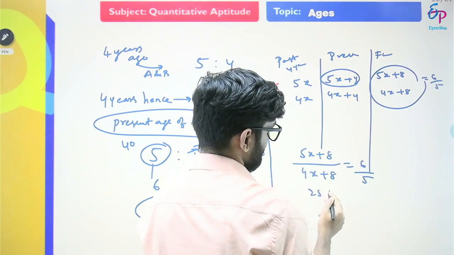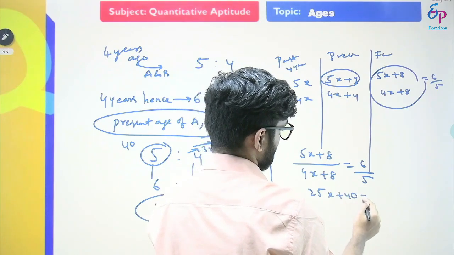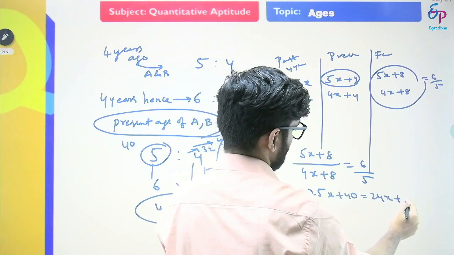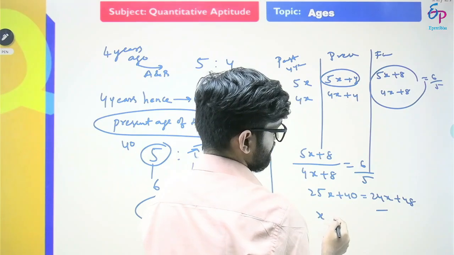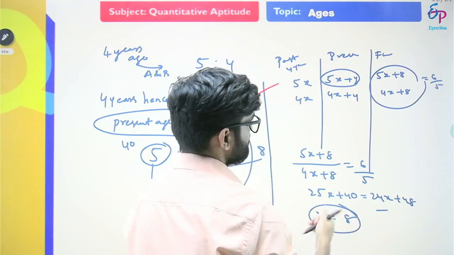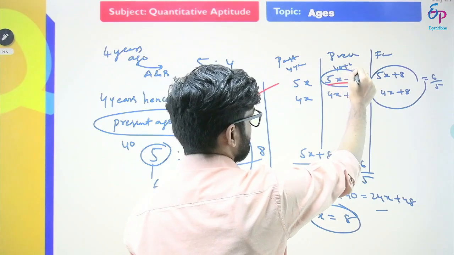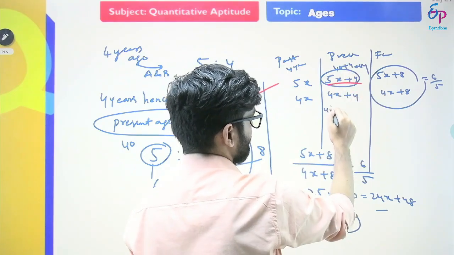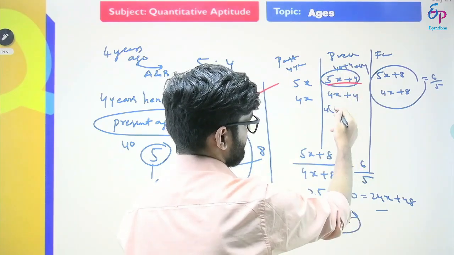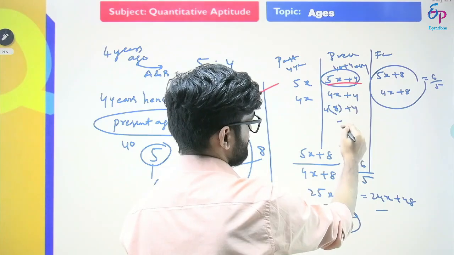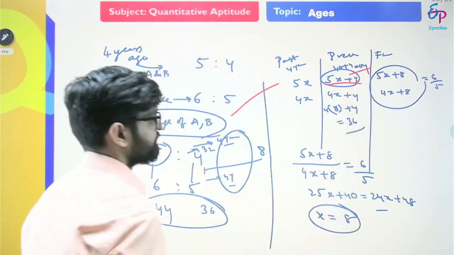This is 25x plus 40 is equal to 24x plus 48. So x is equal to how much? 8. X is equal to 8 means 5 times 8 is 40, and 40 plus 4 is 44. And 4 into 8 is 32, plus 4 is 36. These are the present ages.